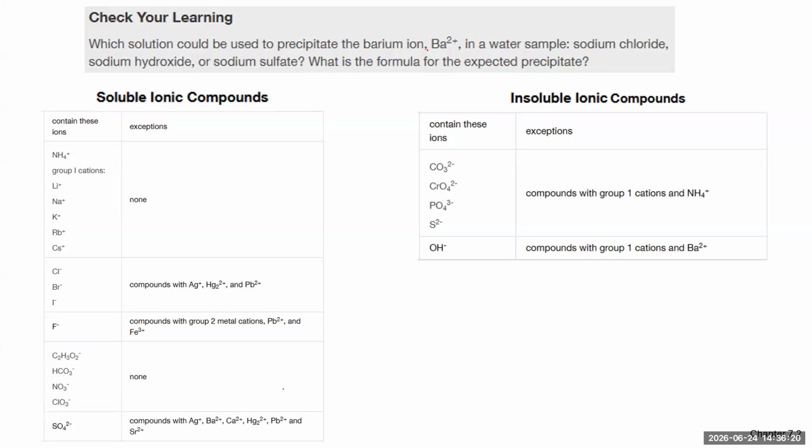All right, so we don't need to build those giant equations, but which solution could be used to precipitate the barium ion? Precipitate means turn it into a solid with something else. In a water sample, so we have sodium chloride, aqueous. We have sodium hydroxide, aqueous, or sodium sulfate, aqueous.